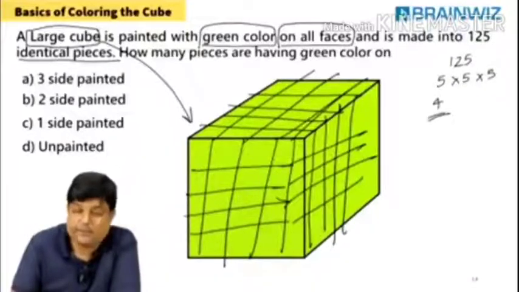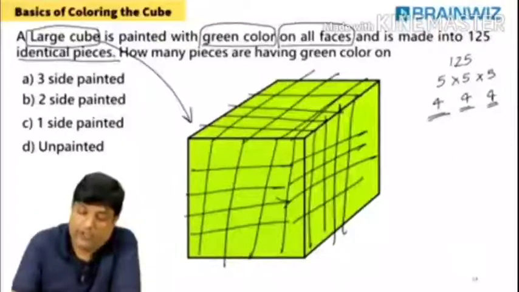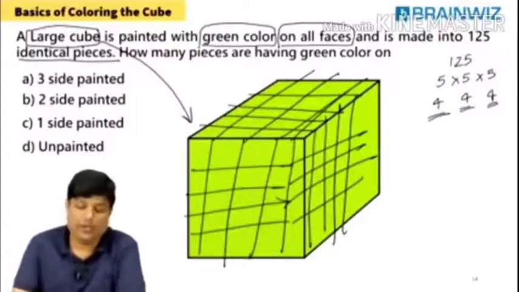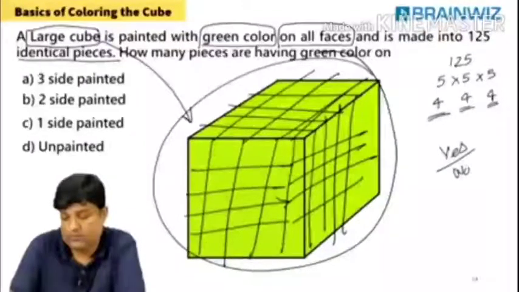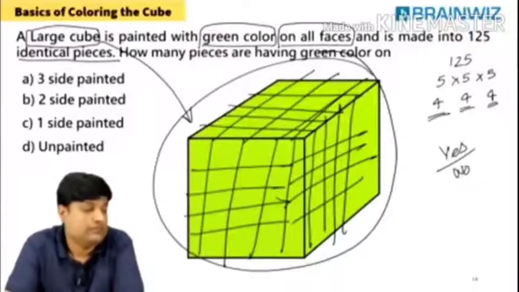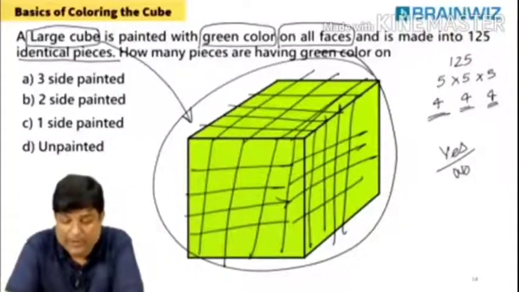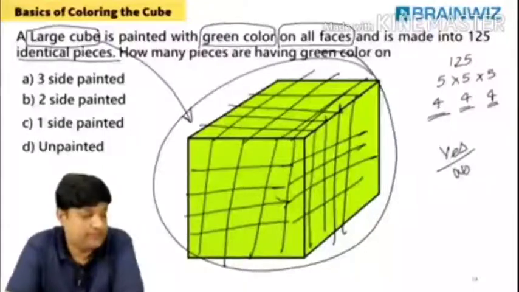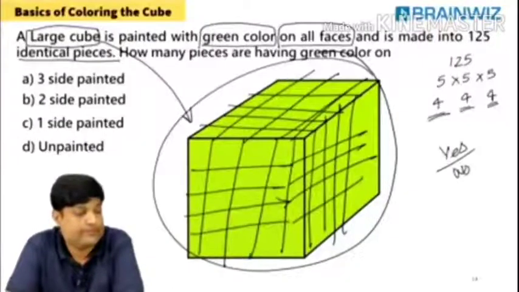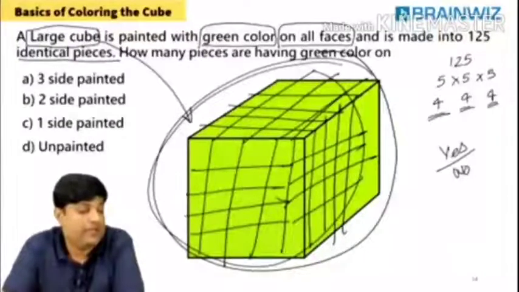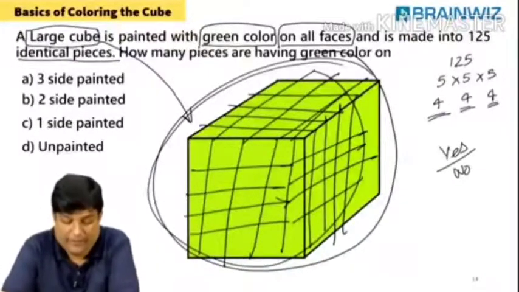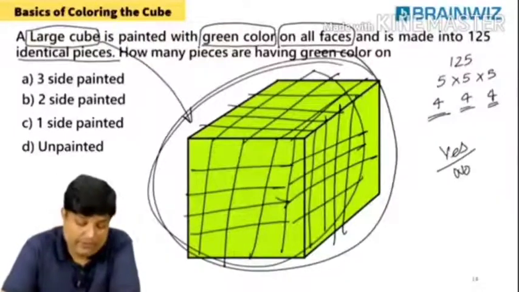4 cuts, 4 cuts, 4 cuts. How many cuts? 12 cuts you want. Okay, now do you think these are 12 cuts, everybody? Say yes or no. How many pieces are these? 125 pieces. Yes or no? This is 125. So you have to draw very uniformly.